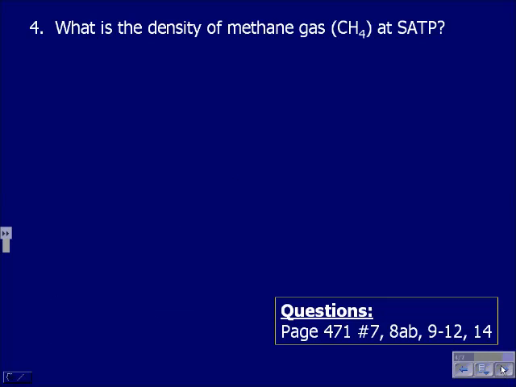Okay, so at this point, that's the homework that goes with this little section on molar volume.